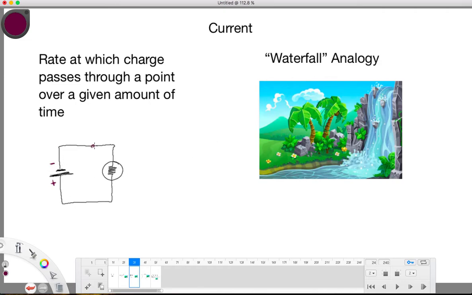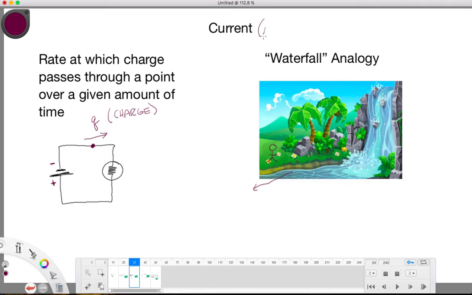So if we want to measure current, we just look at any given point, and what we would do is figure out how much charge passes through in a given amount of time. If you really think about it, it makes sense. Just like if we wanted to measure the current in the river, we would stand here and take a look and see how much water rushes by us in a given amount of time. Same thing: how many charges rush by us in a given amount of time?